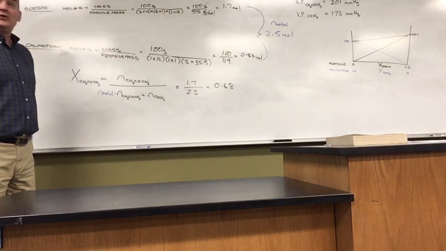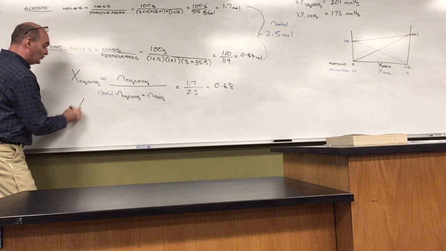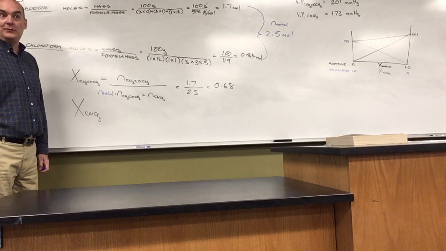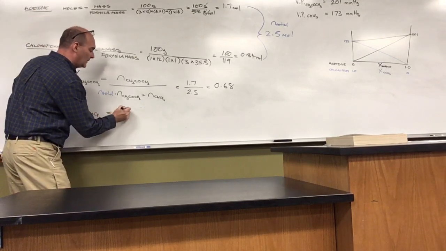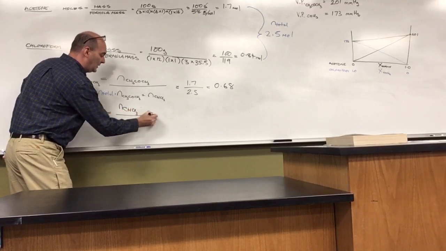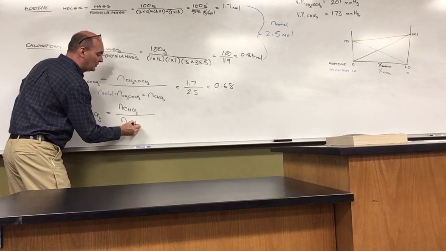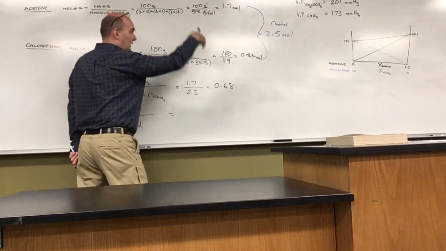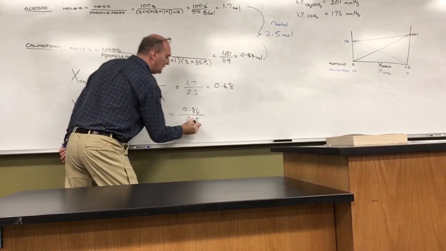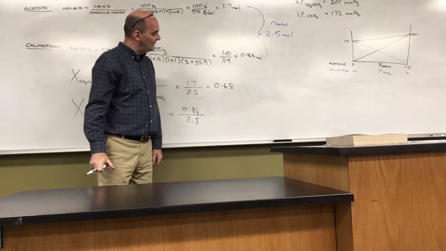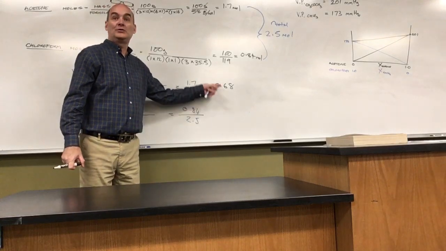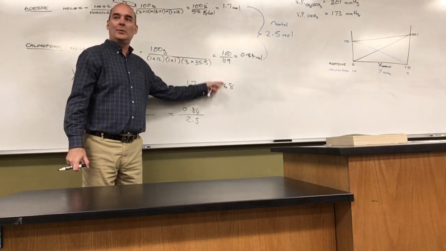If you were untrusting, you should calculate the mole fraction of the chloroform, which would be the number of moles of the chloroform divided by the total number of moles, which would be the 0.84 divided by 2.5. I'm going to go out on a limb and say it's 0.32, because when those two numbers add together, they should equal 1.00.